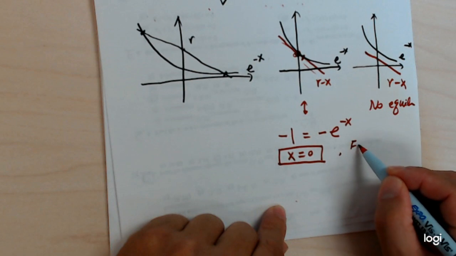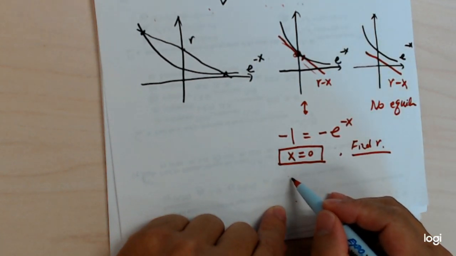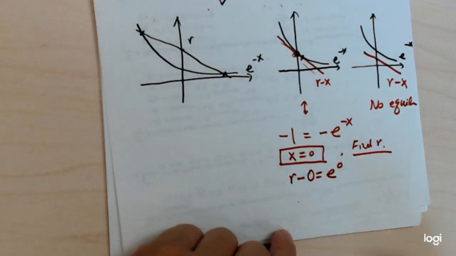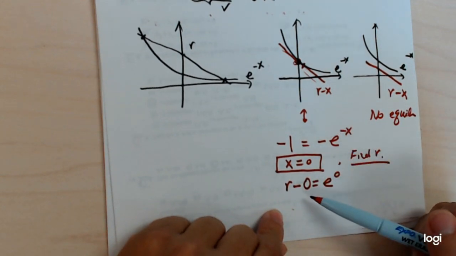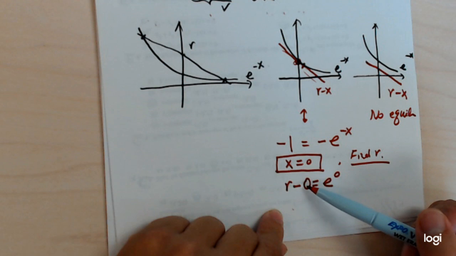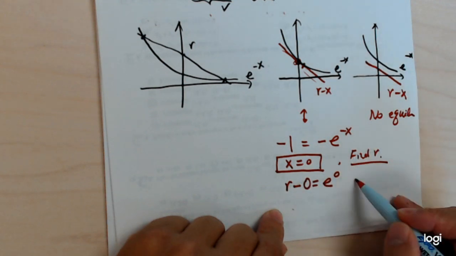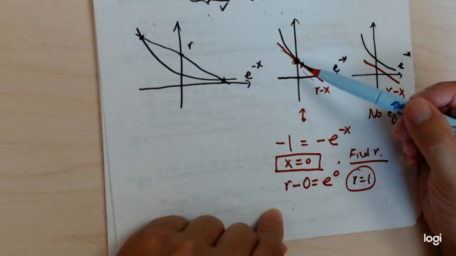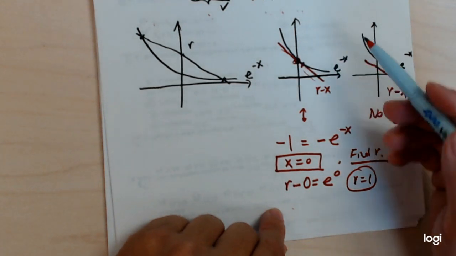So to find the r value, we'll simply set x equal to 0. Think about this. When x is equal to 0, that's where they intersect. So they're going to be equal there. That'll give you the r value. So r turns out to be 1. When r is 1, there is this unique equilibrium.